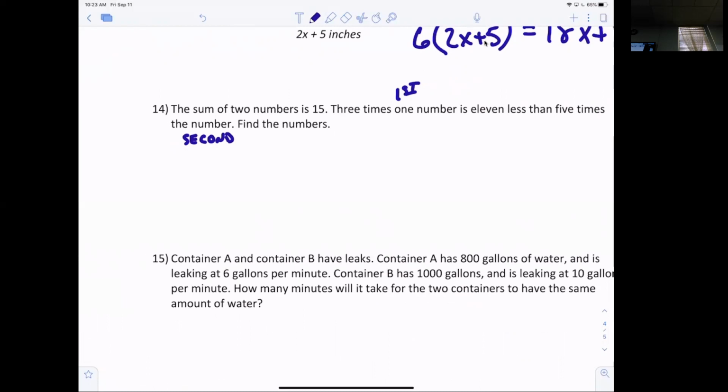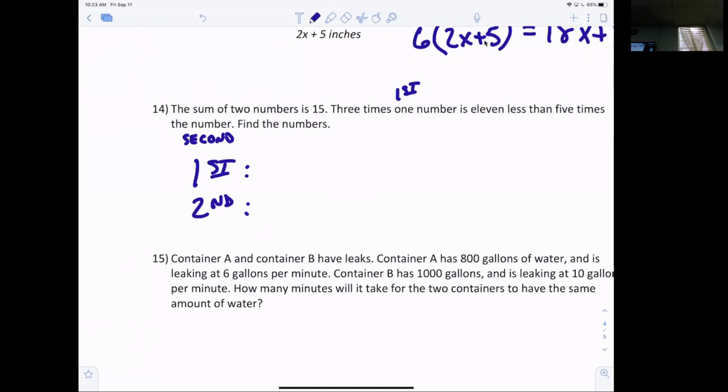Now, I'm going to go ahead and get started on this one because this one's kind of tough. How many numbers are we talking about? 2. So I want everybody to write down first and second. First and second. So, let me hear from someone. Ryan, what's the first number? Do we have any idea?